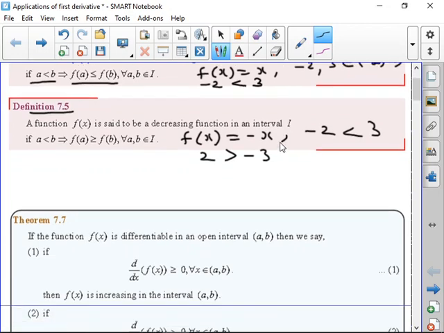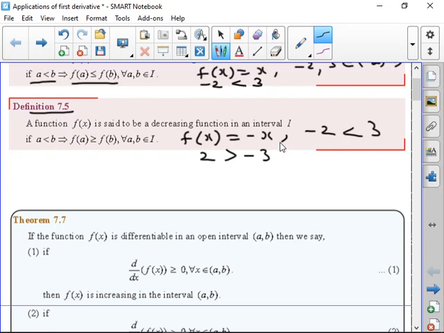You should remember that if a function is not increasing, we cannot say that it is a decreasing function. Similarly, if a function is not decreasing, we cannot say that it is increasing, because there are functions which are neither increasing nor decreasing.